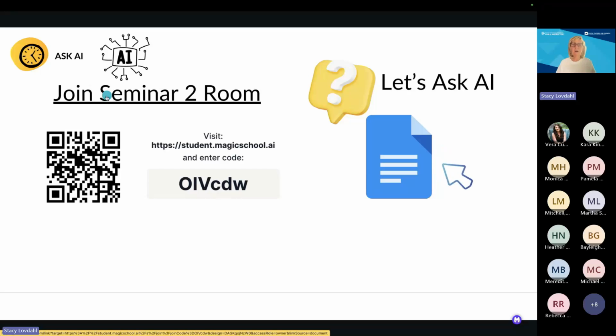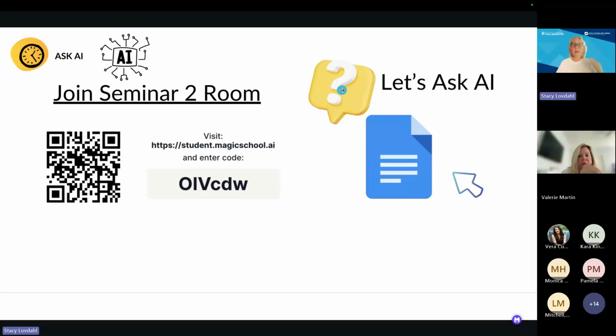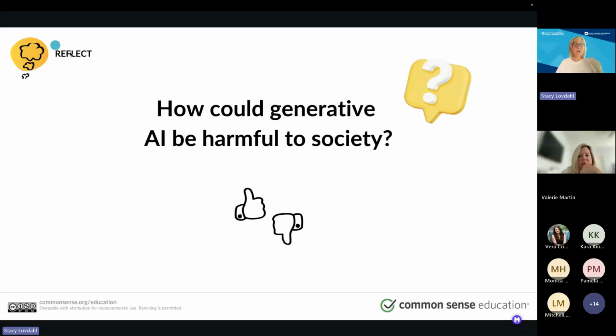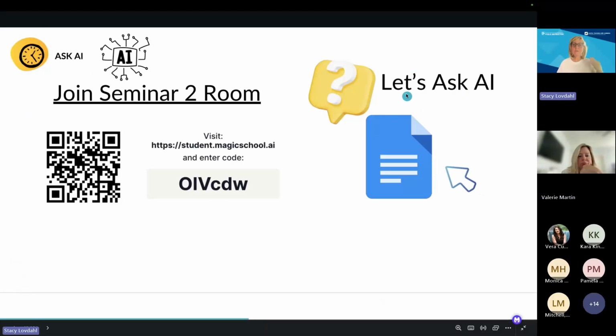So we did a little bit of that. And the only tool that I had in Magic School at that time was Raina. So I wanted them to be able to interact with Raina's AI. So we jumped over there. I gave them a quick tutorial about how AIs work and what the limitations of them are. And I had them interact with Raina.